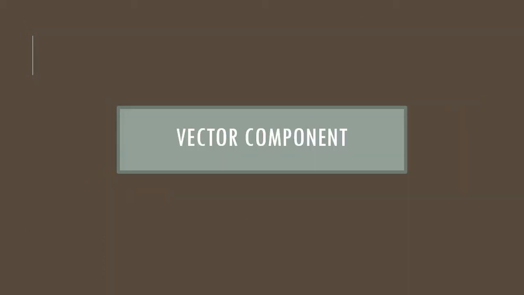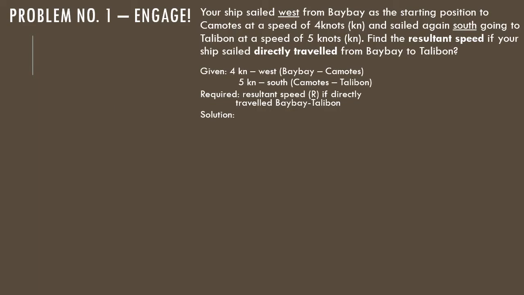Let's discuss the vector component. This item is from your module. So, problem number 1, engage. Your ship sailed west from Baybay as the starting position to Camotes at a speed of 4 knots, and sailed again south going to Talibon at a speed of 5 knots. Find the resultant speed if your ship sailed directly traveled from Baybay to Talibon.